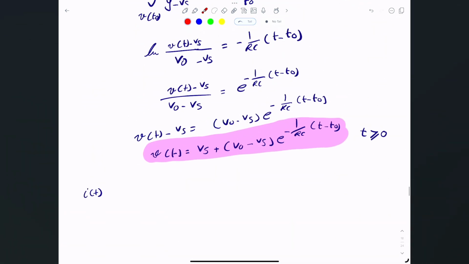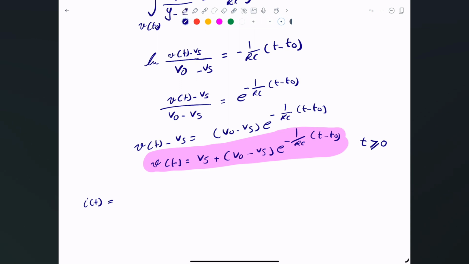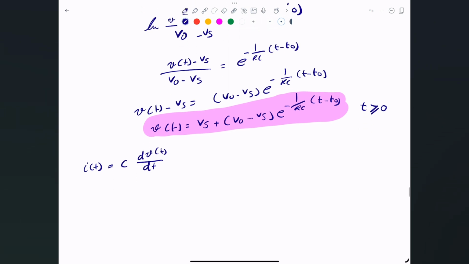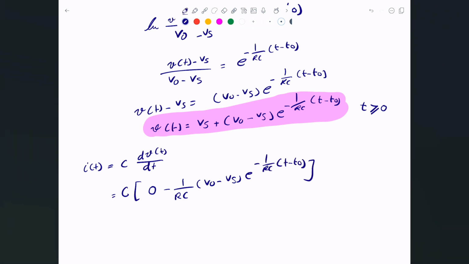So all we have to do in here is say i of t is simply C times dv of t divided by dt. So all I have to do is take the derivative of this equation that is highlighted in pink, and multiply by C. The derivative of v of s, v of s is constant because it's a DC source, so that will be 0, plus what we have is negative 1 divided by RC times V0 minus v of s times e to the negative 1 divided by RC, t minus t0. All right, and now we'll multiply both sides.